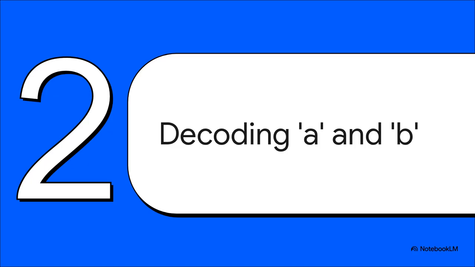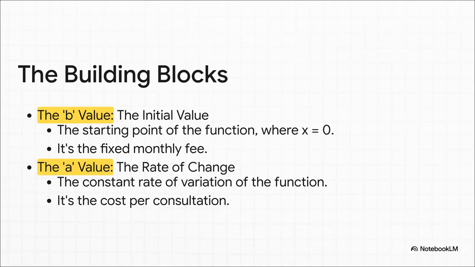Okay, so let's really decode those two crucial parts of the formula. In math class, you'd call them coefficients, but you can just think of them as the two main levers that control the final cost: the number a and the number b. So let's start with b. b is your fixed cost, your initial value. You can think of it as the starting point before anything else happens. In our health plan example, it's that fixed monthly fee, the $100 or the $160 you have to pay, even if you don't see a doctor all month. Simple enough, right?